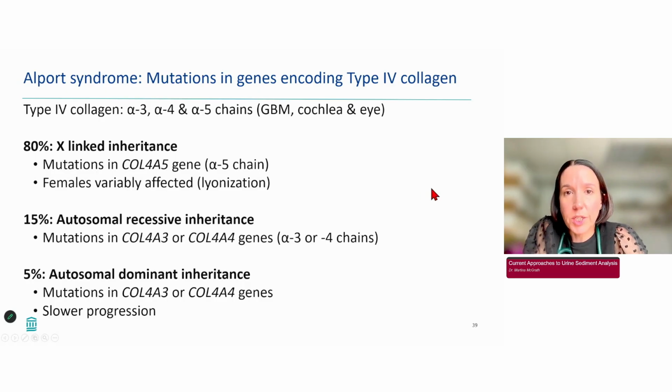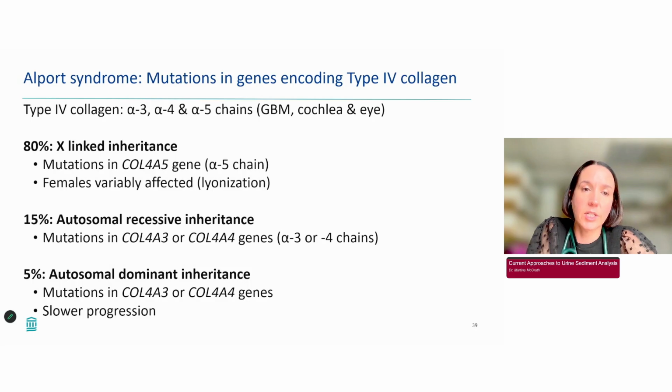If we talk about Alport, in these cases we also have mutations in the genes encoding type 4 collagen, but this is the alpha 3, 4, and 5 chains, which are expressed in the glomerular basement membrane, the cochlea, and the eye, hence the clinical presentation. So 80% of cases have X-linked inheritance. These are mutations in the COL4A5 gene, encoding the alpha 5 chain. 15% are the recessive form, which are the COL4A3 and COL4A4 genes. And then 5% follow an autosomal dominant pattern of inheritance, again with defects in the alpha 3 and alpha 4 chains, with slower progression.